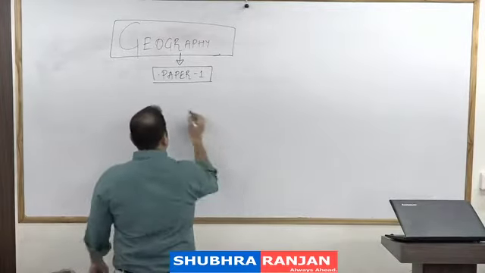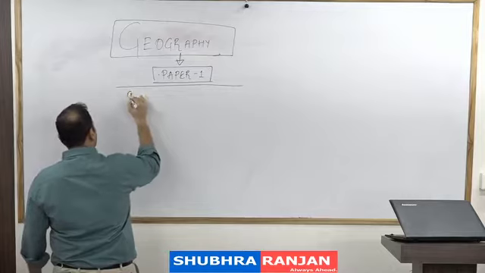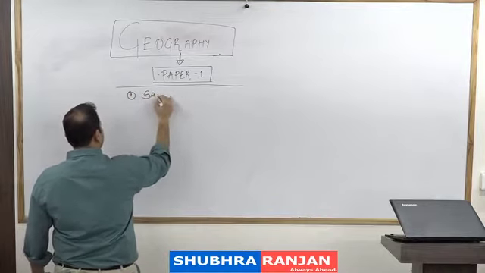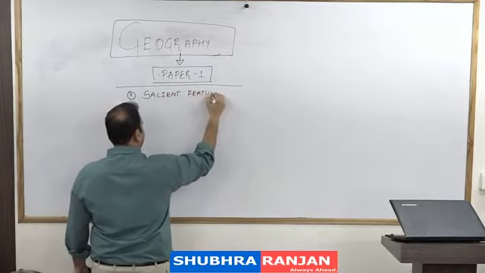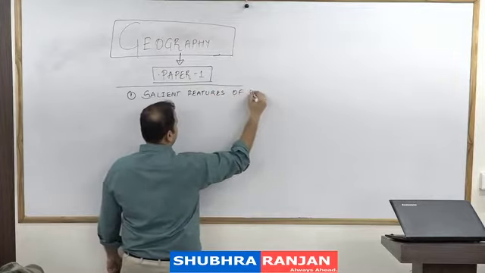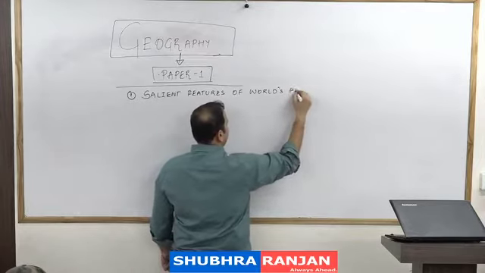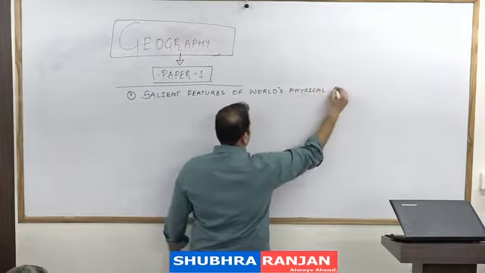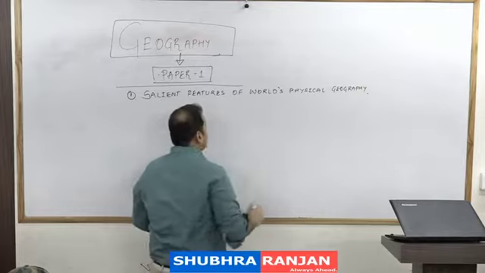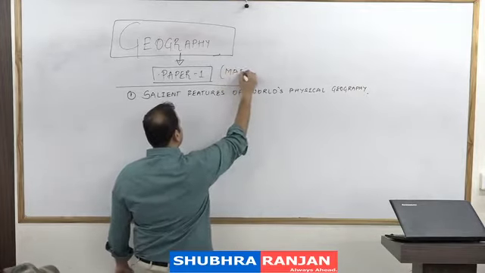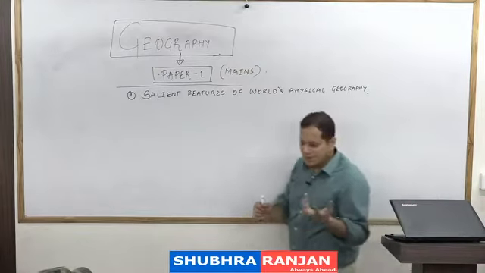So when we do this, the syllabus of geography in terms of paper 1 and paper 2, if you look at the key pointers, the first part of our syllabus says it is the salient features of the world's physical geography. This is the mains syllabus. This is not the prelims syllabus. The first part of our syllabus says it is the salient features of the world's physical geography.